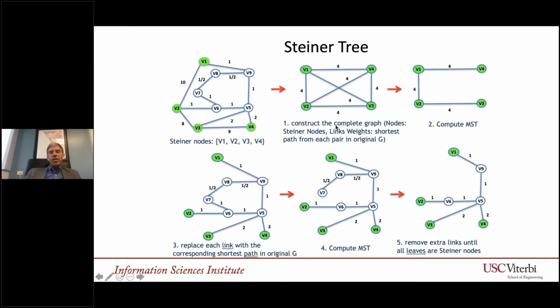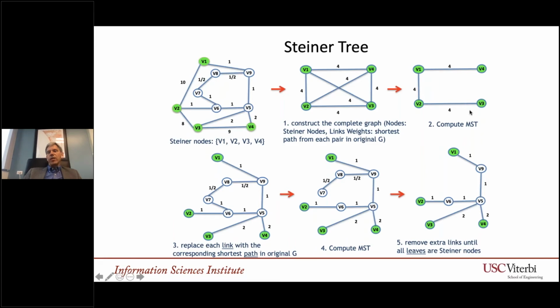The first step is to construct the complete graph, meaning we come up with the minimum cost path between each of those Steiner nodes. The green nodes correspond to the semantic labels. For this initial graph, this comes up with a graph where all the links have a weight of 4. If you follow these links, I go from V3 to V4. I don't want to take this one because it has a weight of 9, but I can take this one, it's 2 and 2, and that gives me 4. So this is the complete graph with a minimum cost link between them.